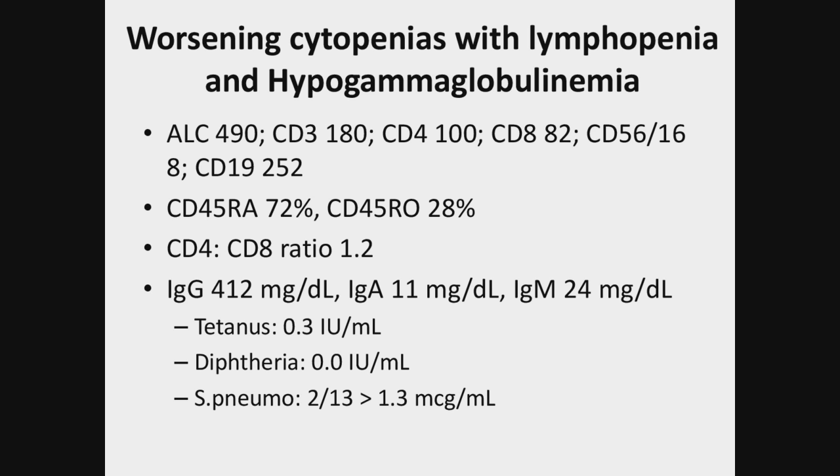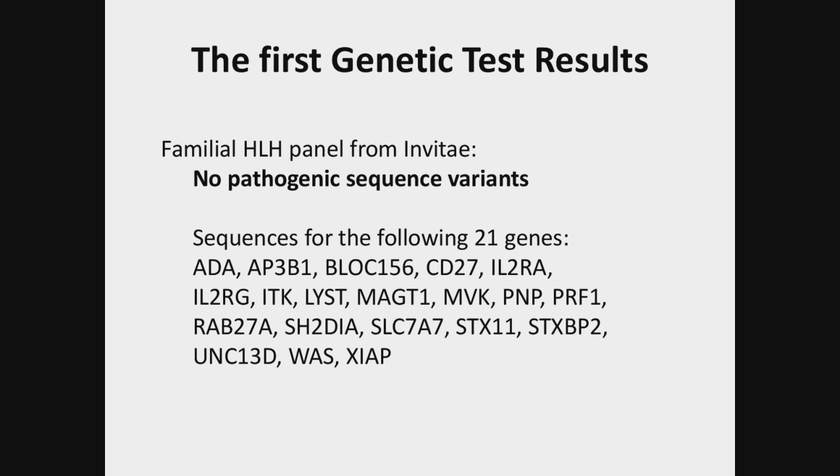He had received 3 sets of vaccines, so 3 DTaPs and 3 Prevnars. He had protection to the tetanus component, no detectable protection to diphtheria, and not great protection to strep pneumo. At this point, our first genetic test resulted. They had sent off the familial HLH panel to Invitae early in the admission, maybe day 1 or 2, as they were thinking about HLH. And there were no pathogenic sequence variants. And you guys can see the genes that are sequenced on that assay.